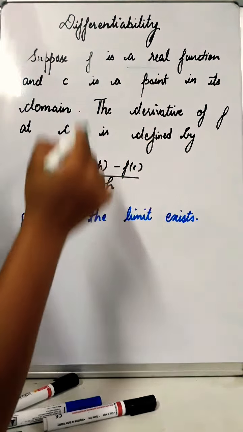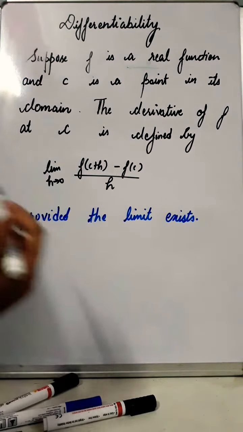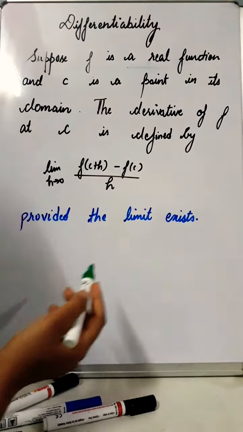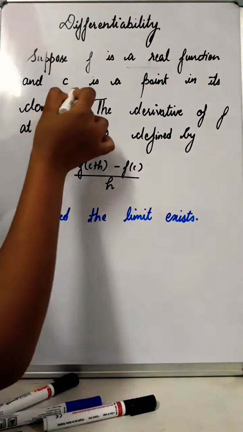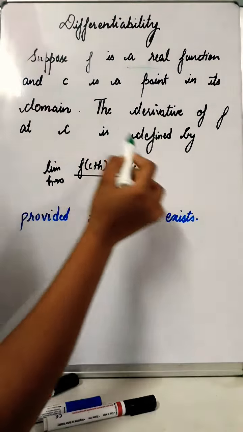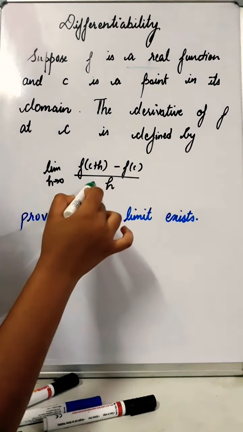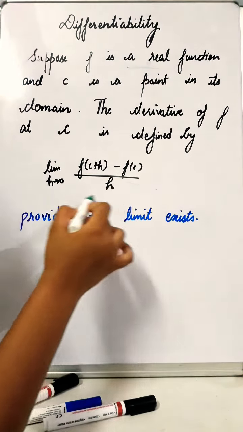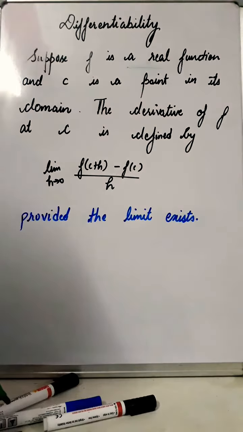Real function means the function f is giving a real value, means the range of the function is real values, and C is a point in its domain, any random point, arbitrary point C. The derivative of f at C is defined by limit h tends to 0, f of C plus h minus f of C whole upon h. So this is your expression to define the derivative of a function.